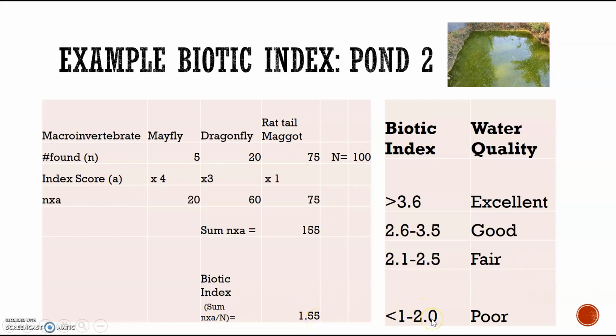So we look down here, anything between 1 and 2.0 is going to be poor. Right? So that indicates that there's something wrong with this particular ecosystem. All right, there's something going on. There's low oxygen. There's pollution input. We don't know what it is, but it tells us that there's something not right here.